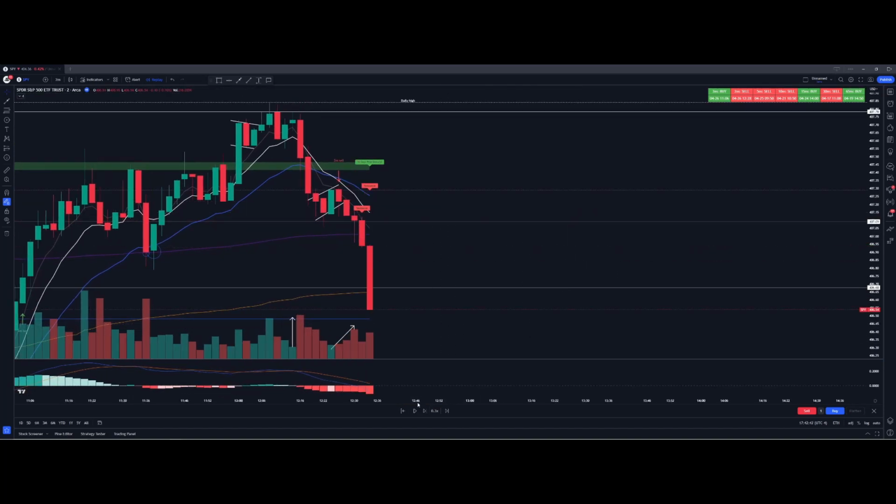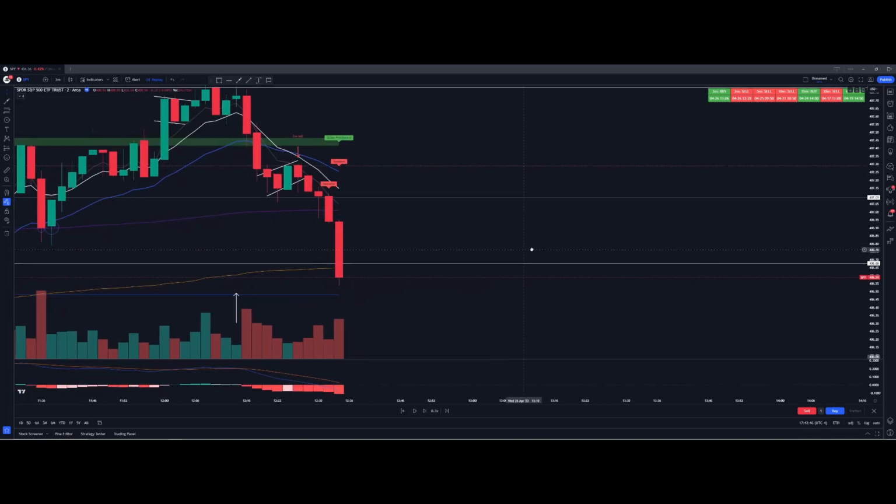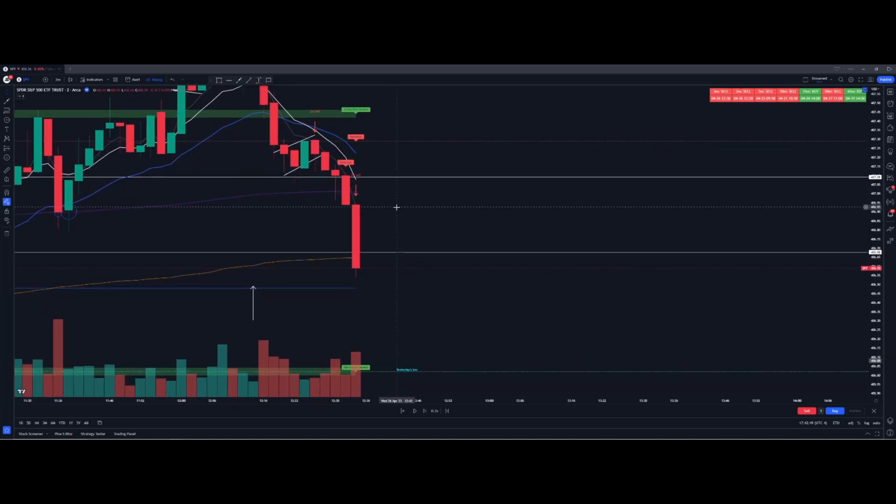And you guys know the price action. We made a huge move down. I was done trading at this point, but we did get a second sell signal. You see right here, a 3-minute sell.